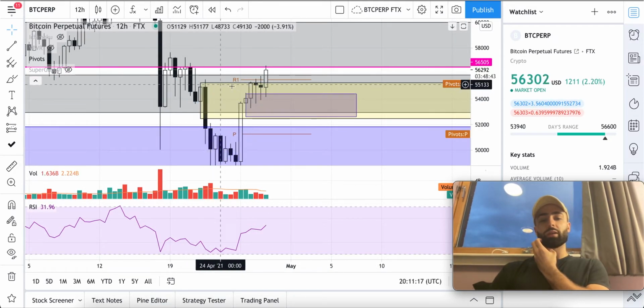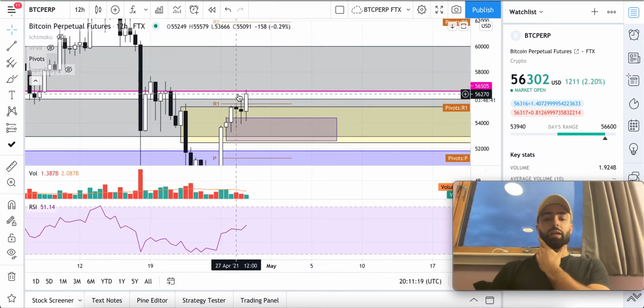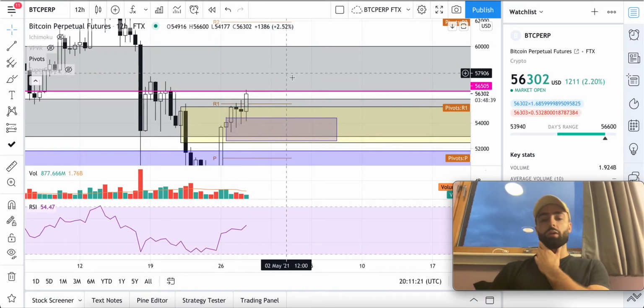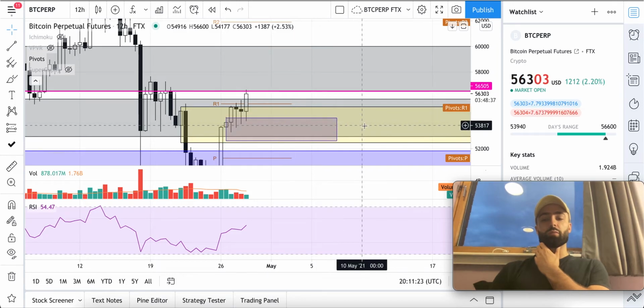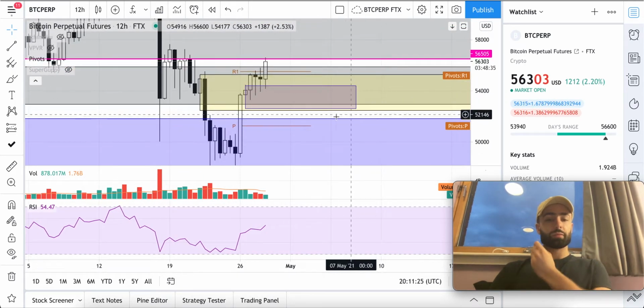But if we do, this will end up being a very strong support level that even if we do reject off this gray level, we'll at least have this level to support price for a potential higher low.